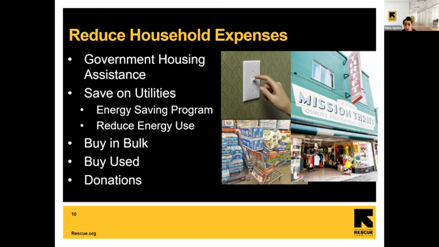Most states have energy saving programs that you can use, where they have lower cost electric bills or water bills for you and your family. Those programs are available at your social service office. There are also some really easy ways to reduce your energy bills and utility bills.